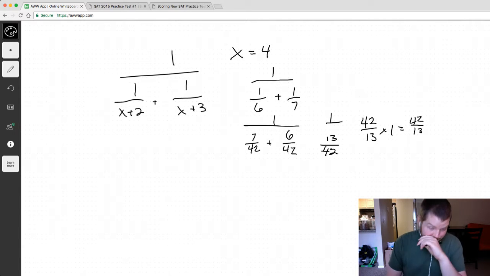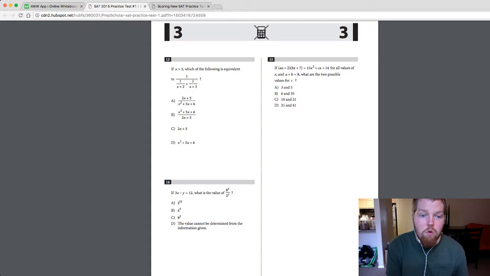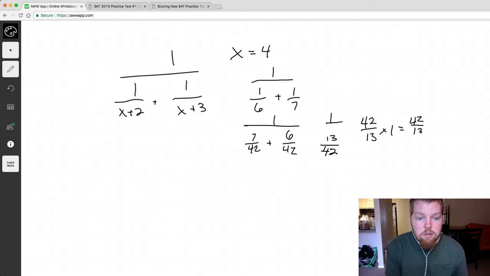And we cannot reduce. So that's our answer, 42 over 13. So we're going to want something else to equal 42 over 13. And if you can see, if we plug in 4, 2 times 4 is 8, plus 5 is 13. So that to me is looking like a potential winner right there. So let's write that down. X squared plus 5x plus 6 over 2x plus 5.